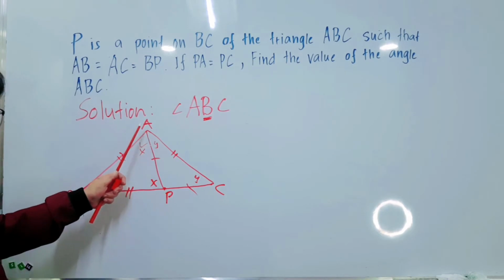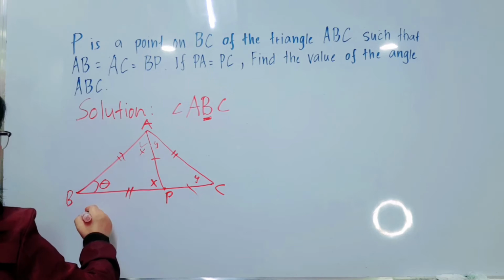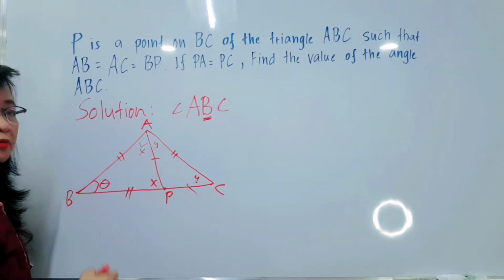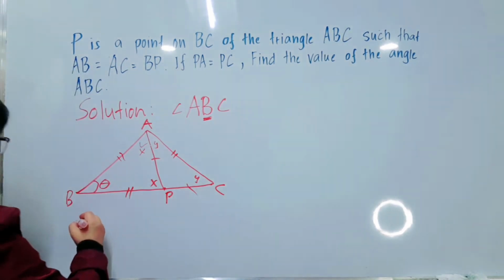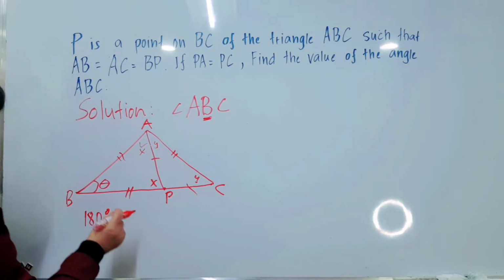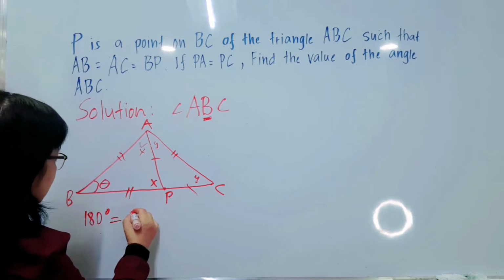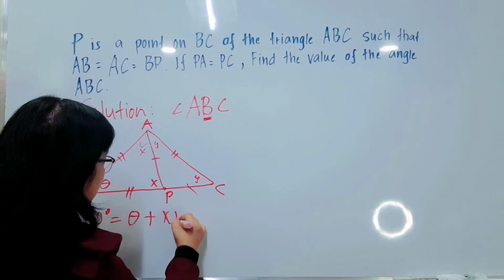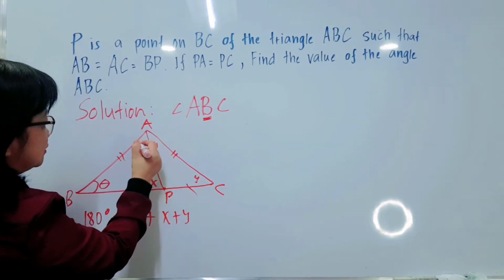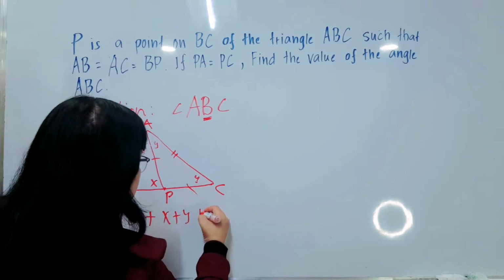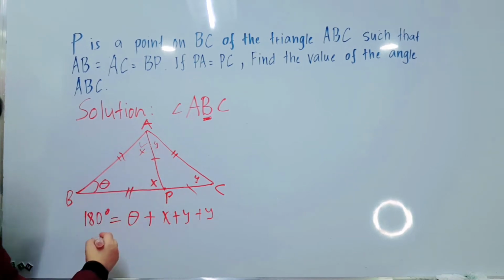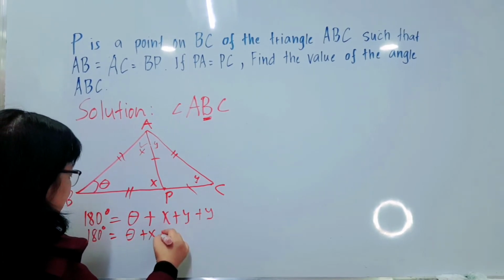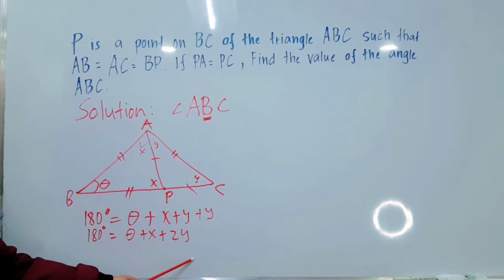Therefore, from this triangle ABC, as I've said before, the sum of the interior angles of a triangle is equal to 180 degrees. So 180 degrees is equal to theta plus this angle x plus y, so this is the whole angle, plus this angle y. Simplifying this one, 180 degrees is equal to theta plus x plus 2y. So, here we have equation 1.